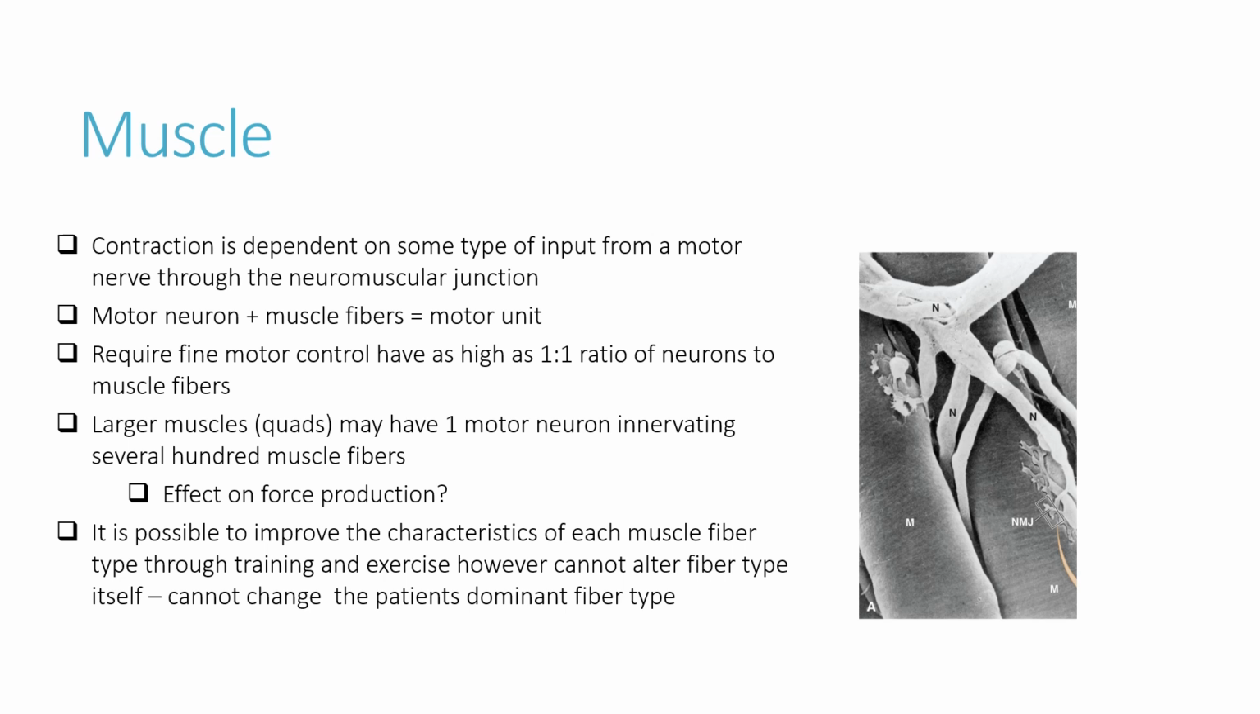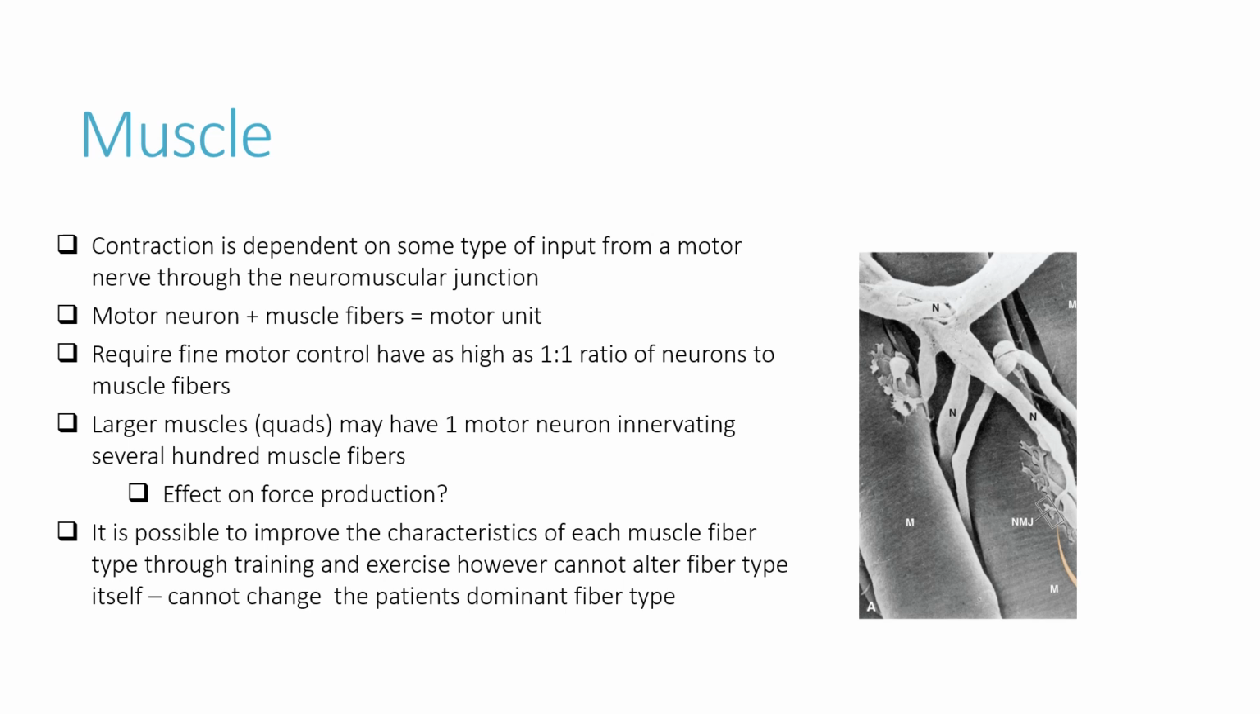Motor unit characteristics include fine motor control. Motor units requiring fine control may have a 1-to-1 ratio of motor neurons to muscle fibers. Large muscles, like the quadriceps, may have one motor neuron innervating several hundred muscle fibers.